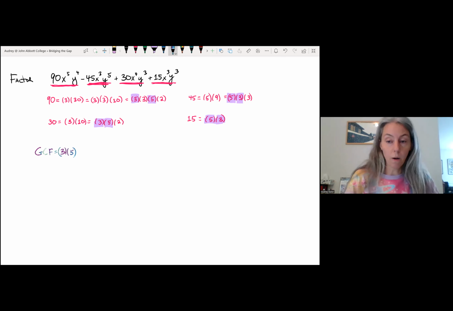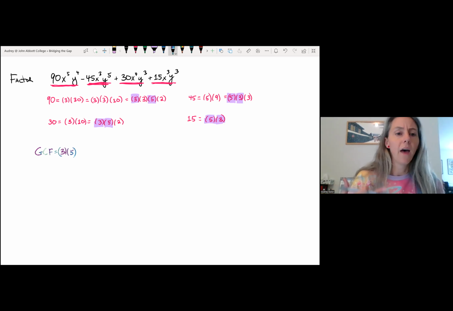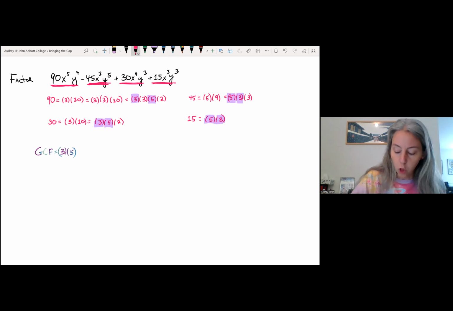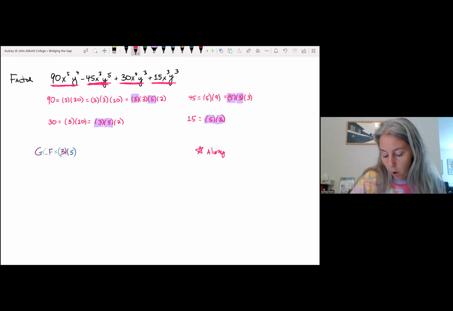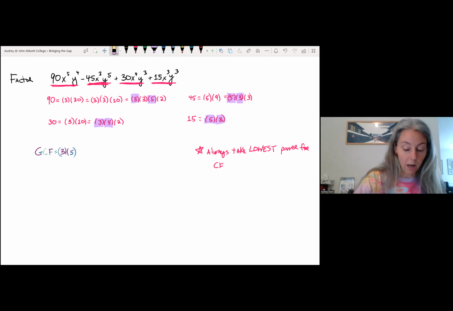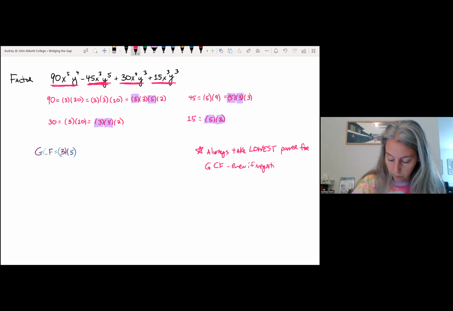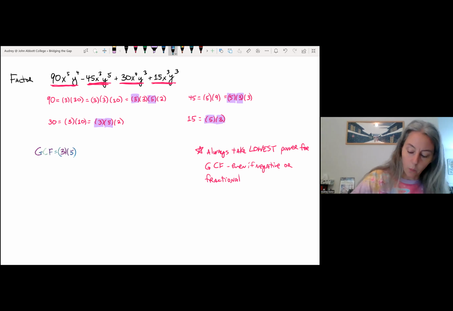So I'm not going to have any more numbers as part of my GCF. Then I'll move on to the x to the fifth, y to the fourth, and the x cubed y to the fifth. When I'm doing variables, I always want to take the lowest power for the GCF, even if that power is negative or fractional. We don't have to worry about that in this case, but it is useful to think about. We're always taking the lowest power.